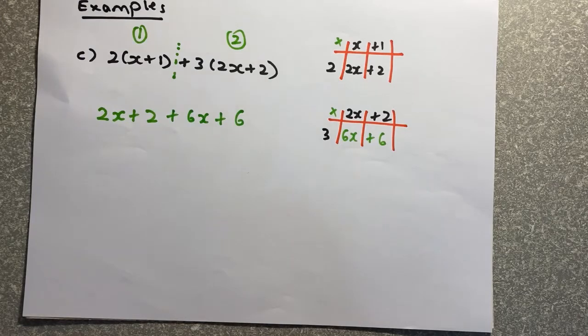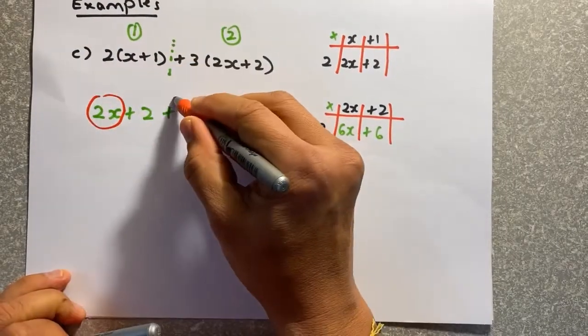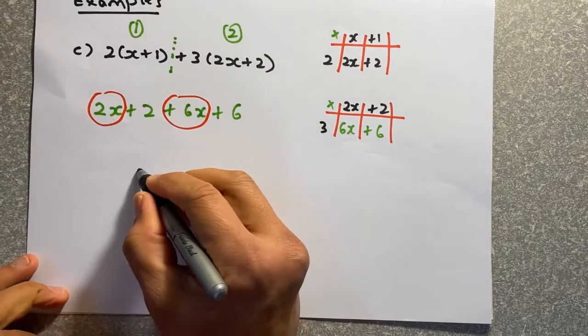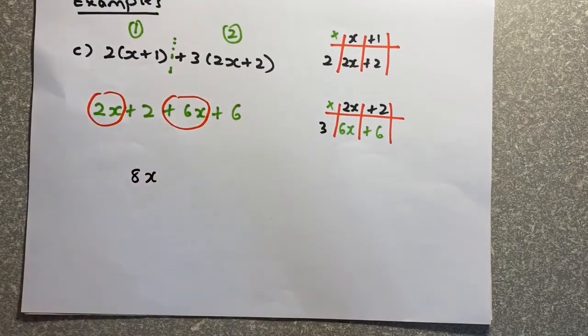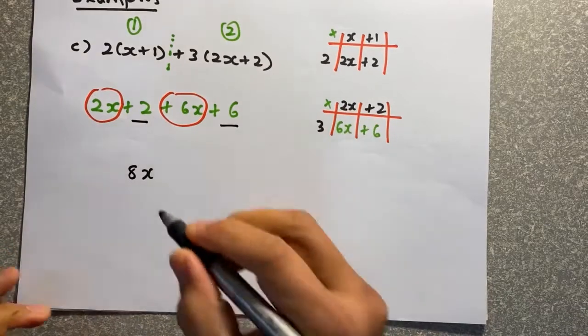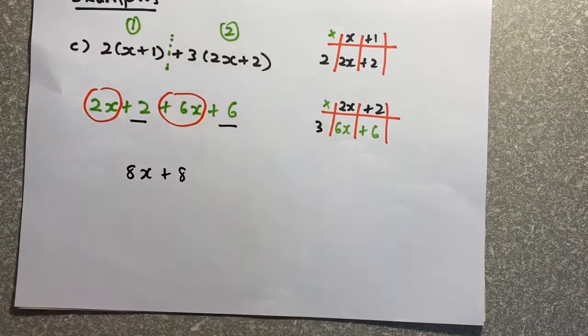That's not the end of the solving or simplifying. You are going to collect like terms, just like in my video one. So you look for like terms. 2x and plus 6x are like terms. You can add them up. So 2 plus 6 will give you 8x. And then the numbers can add with numbers. So 2 plus 6 is going to be 8.